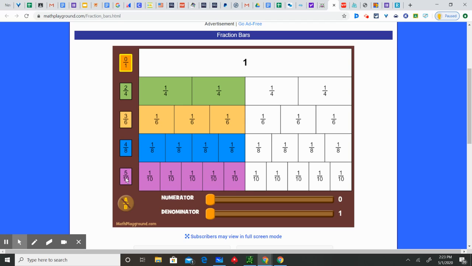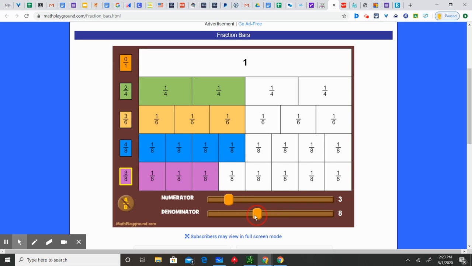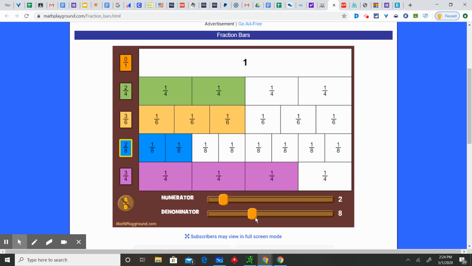Now I can change these however I want. I'm going to click onto this number here and change the numerator and the denominator. Let's make one of them 3/4. I'll slide this to 3, and I'll slide my denominator down to 4. Now I have my 3/4. Then I'm going to go to my next fraction up and change that to 2/4, changing my numerator and my denominator.